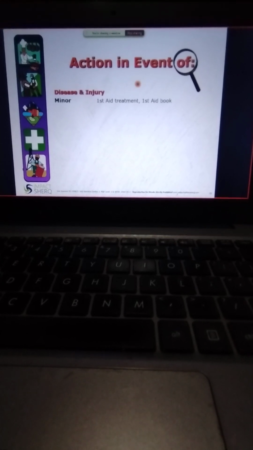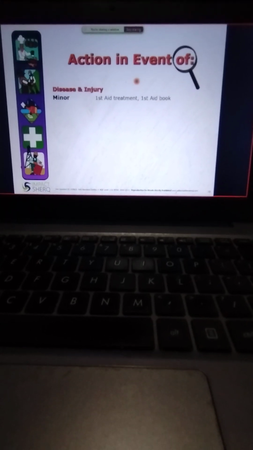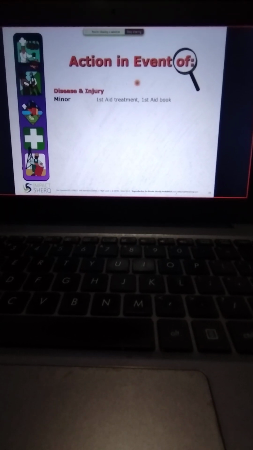For instance, number 1, in the event of someone getting sick or getting injured, there must be knowledge. What are we going to do? For instance, in the event that someone at your house cuts their finger in the kitchen while they are cooking, do you have first aid, a small first aid box? And do you know how to give first aid?